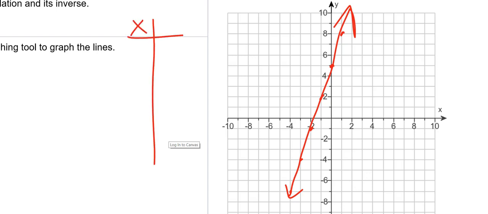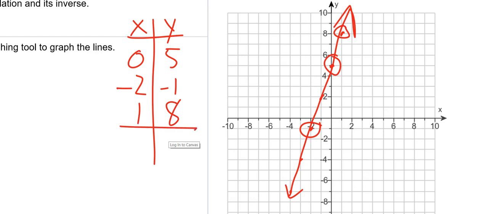Pick 3 points that are on that line. 5, 0. No, 5, 0 is not on this line. 0, 5 is. Yep. What else? Pick something else. -2, -1. Yes. Pick something else. One more. 1, 8.